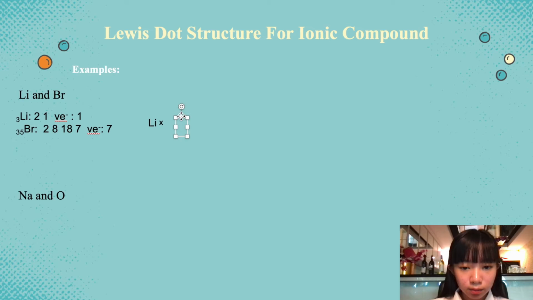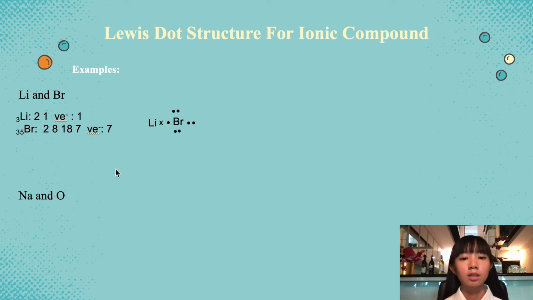Next, we have bromine, Br. I will use dots to represent bromine. Bromine has a valence electron of 7. So 1, 2, 3, 4, 5, 6, and 7. Now we will combine both of them.